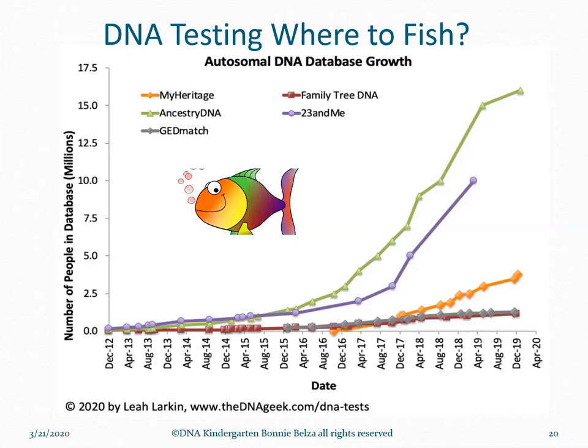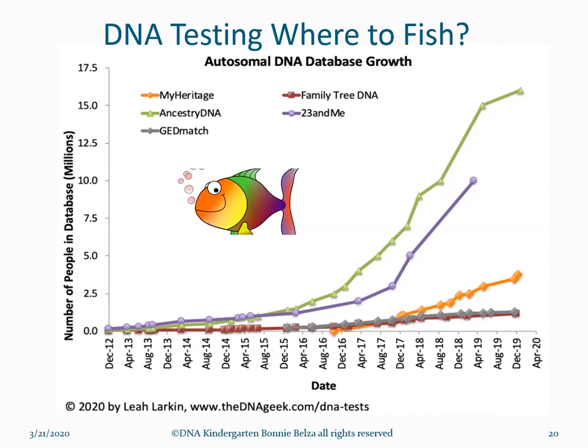Now, why do we want to do this? Well, DNA testing, you want to be fishing in as many ponds as possible. Ancestry is just one of the companies doing DNA testing, but they're the largest. As shown in this chart, maintained by Leah Larkin, who has the DNAgeek.com blog and website, Ancestry has exceeded 16 million tests.